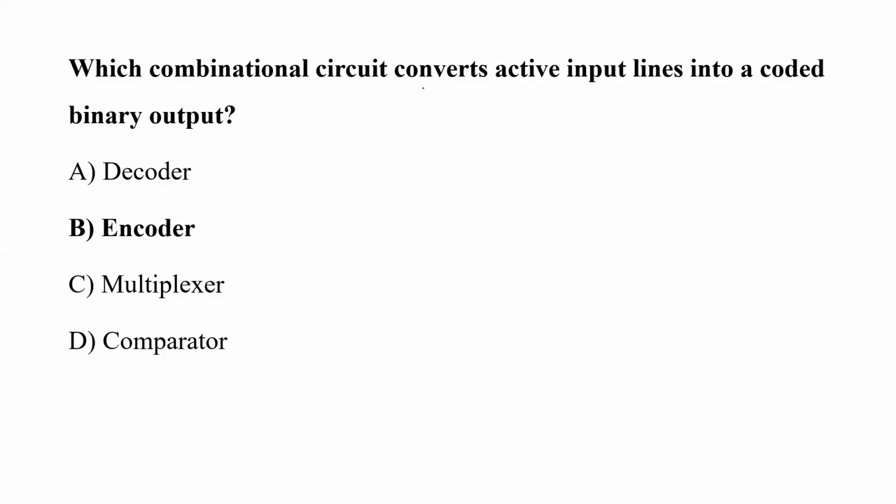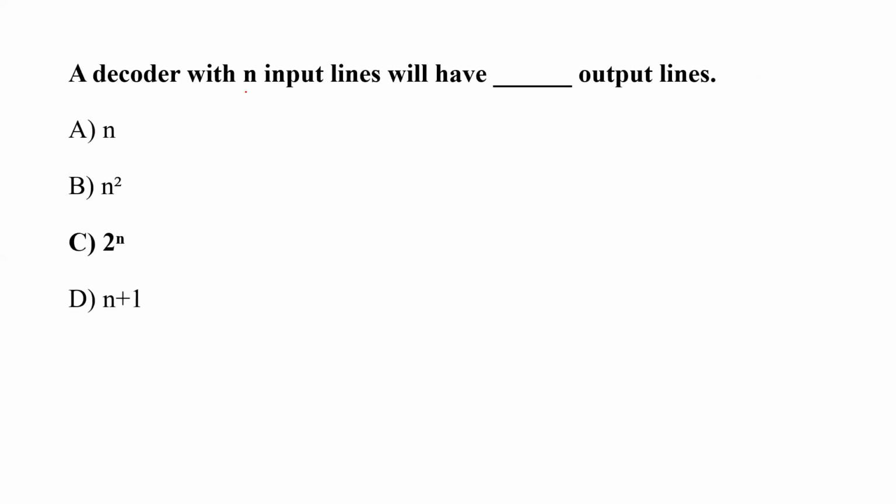Which combinational circuit converts active input lines into coded binary output? As I already said, converting the normal input lines to binary is called an encoder. The binary to original conversion is only the decoder. And a decoder is when n input lines will have dash output lines. So n input lines, what? 2 power n output lines will be there for a decoder.